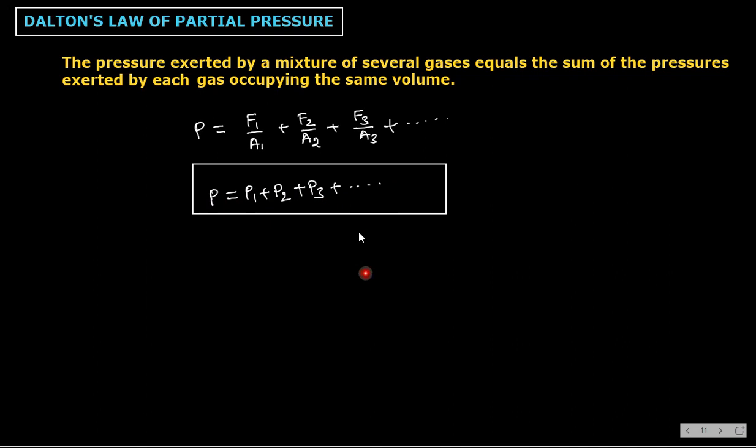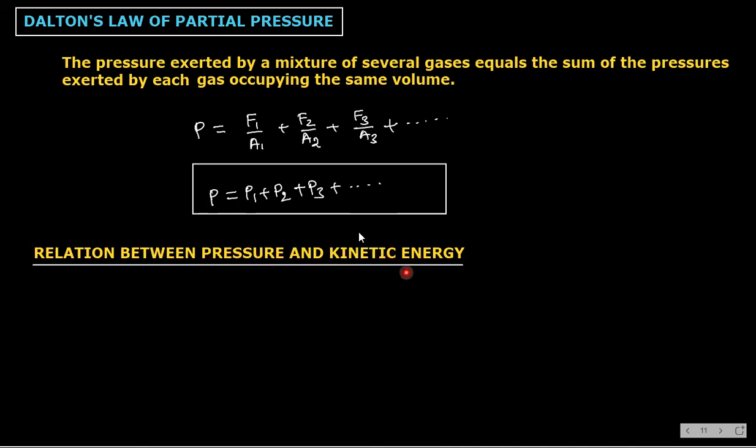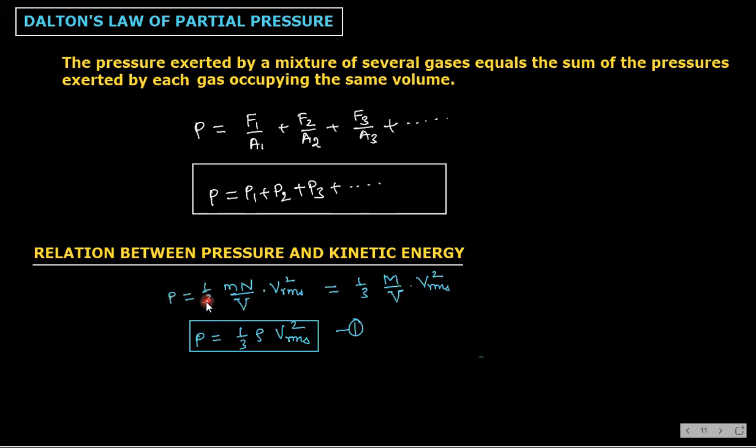Next one, relation between pressure and kinetic energy. So let's move ahead. Pressure, already we have seen, is 1 by 3 Mn by V into Vrms whole square, which is equal to 1 by 3. This Mn I have replaced with capital M, divided by V into Vrms square, and this M by V is nothing but density, and that's why 1 by 3 into rho into Vrms square. Let's call this equation number 1. This is what? The pressure equation.